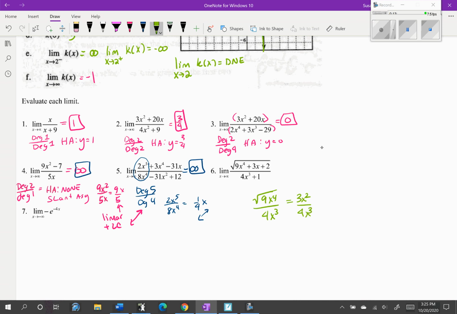So this tells me that the degree of the numerator is going to be smaller than the degree of the denominator, which means there should be a horizontal asymptote at y equals 0. So even with the radicals, I can still tell that. So I actually know this is going to be approaching 0. But like I said, if you don't know, let's go ahead and plug it into our calculator.